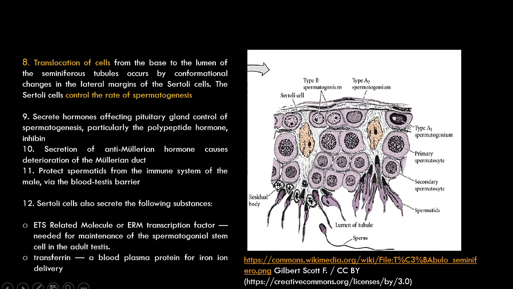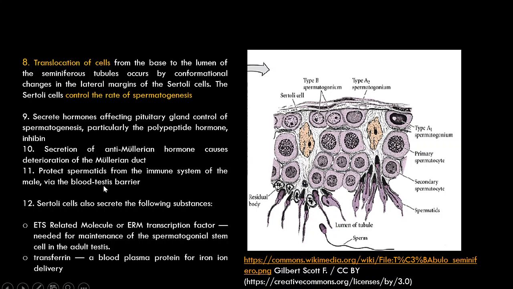Now, the Sertoli cells also secrete various kinds of hormones, particularly a polypeptide hormone which is called inhibin. This hormone controls the pituitary gland, which further controls the rate of spermatogenesis. Sertoli cells also secrete anti-Mullerian hormone, which helps in the deterioration of the Mullerian duct. So in males, there is no need of the Mullerian duct, so that deterioration is brought about by the anti-Mullerian hormone secreted by the Sertoli cells.